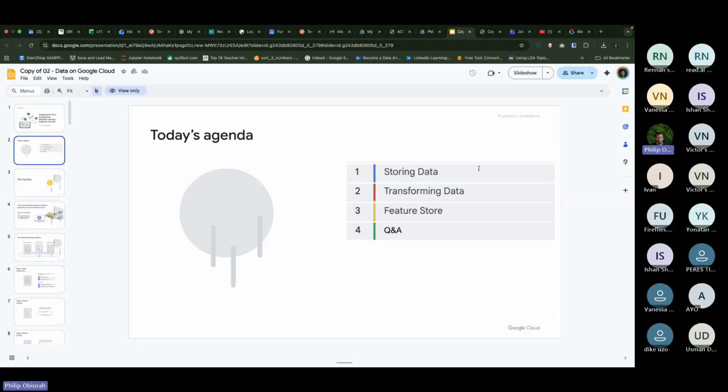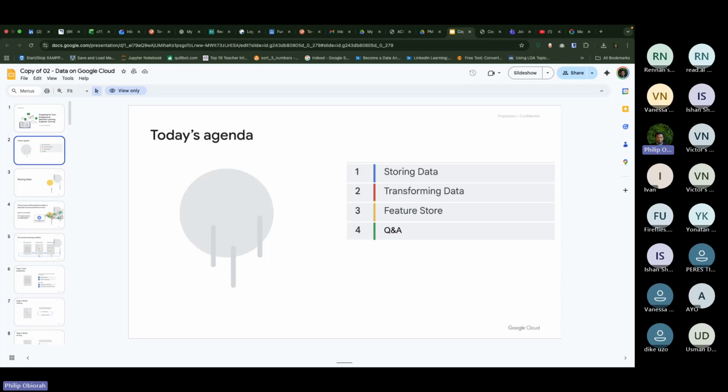Where the data lives on Google Cloud and why that choice matters is what we're looking at when we're looking at storing data. Then, how we're going to be transforming this raw data to become model ready is what we're talking about in the transformation, and which kind of transformation pipelines is possible for us to use. And when we look at feature store, we're looking at production grade feature management.